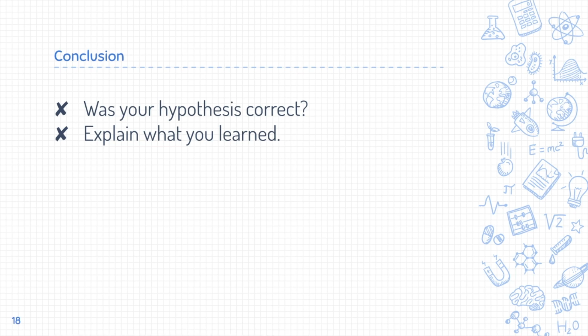You can talk about why you think the results happened. You can say what you noticed when you were doing your experiment. Whatever it is that you want to include here, you're explaining your work. What happened? What did you learn?